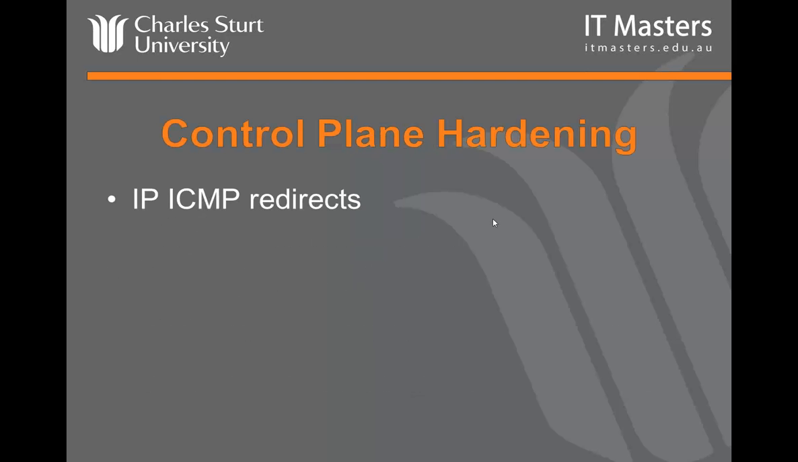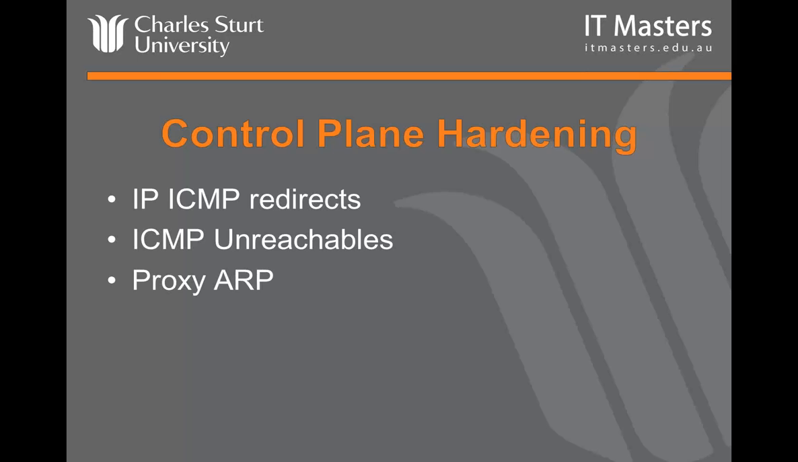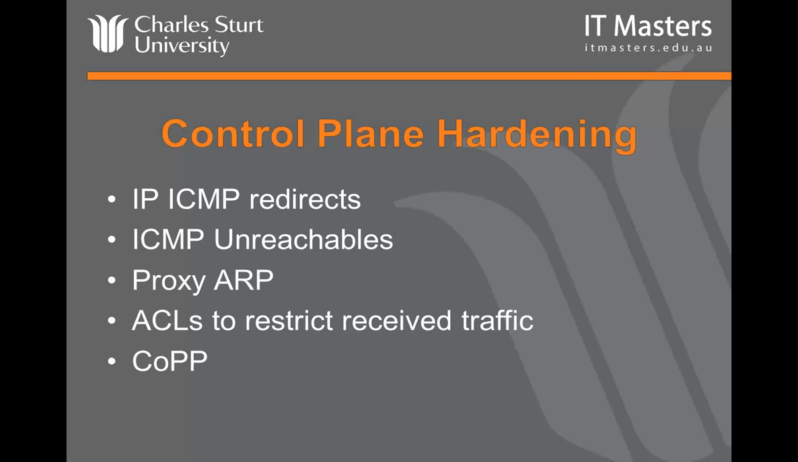Okay, control plane hardening. We've got IP ICMP redirects, ICMP unreachables, proxy ARP, and ACLs to restrict your received traffic. I don't want to talk too much about those. They're not covered in any huge detail in the exam, but it's worthwhile to be aware of control plane hardening processes, and in particular proxy ARP. That is not allowing your iOS devices to respond to ARP requests of devices that are off their network. And control plane policing.